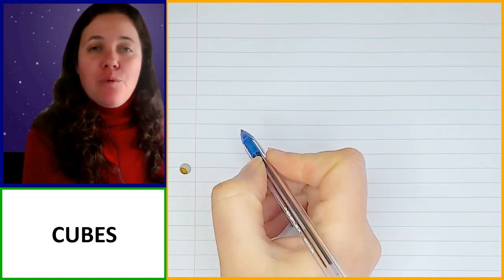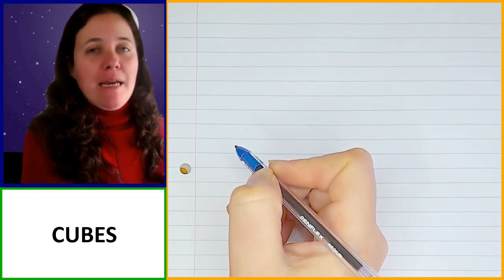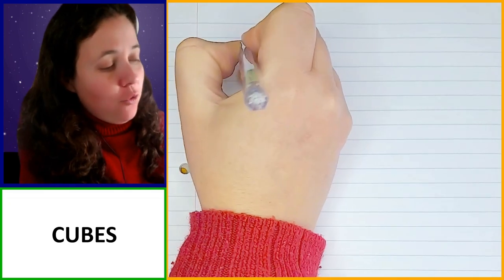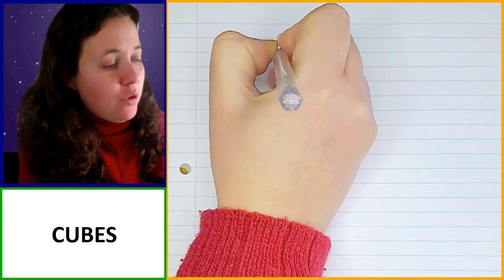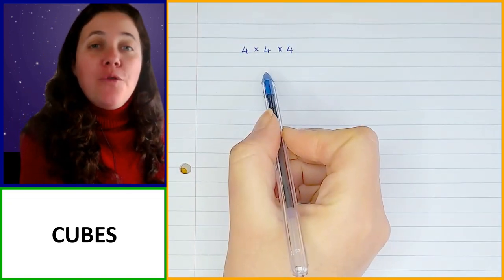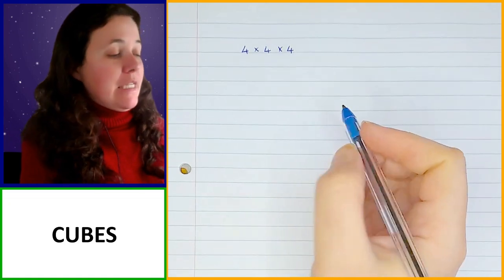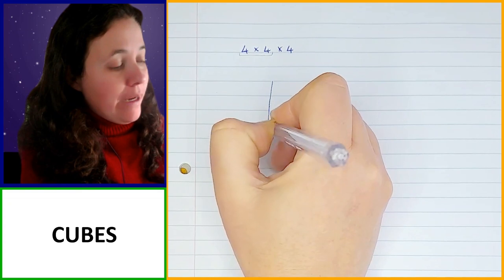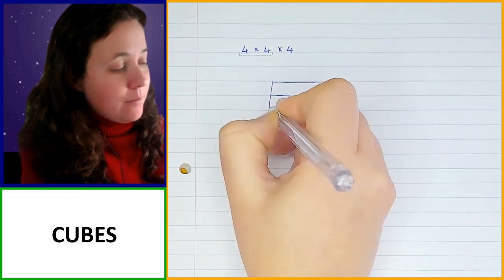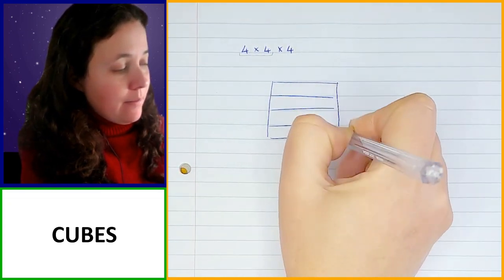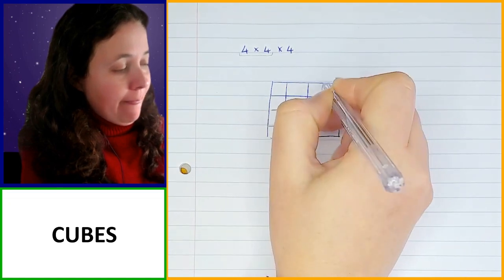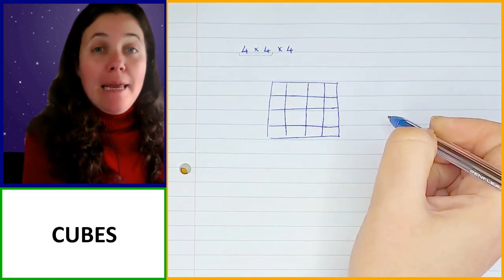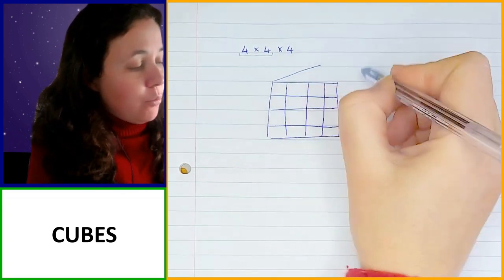It's the same sort of thing with cubes, except with cubes you are multiplying a number by itself again, an extra time. So, for example, you can have 4 times 4 times 4, where if you were to make that into a visual representation, so 4 squared or 4 times 4 was, we could create a square like this. That was a 4 by 4 square. Now, if we multiply that by 4 again, what we end up with is a cube like this.